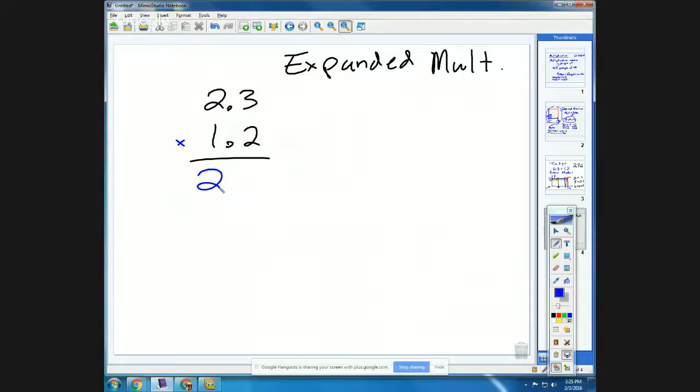And then, let's say I can move anywhere I want from there. I said that was 2 times 1. Maybe I'll take the 2 times the 0.2. So 2 times 1 is 2. 2 times 2 tenths. Let's see, that's 2 groups of 2 tenths. What is that all together? 4 tenths. So I'm going to have 2 and 4 tenths. Agreed?